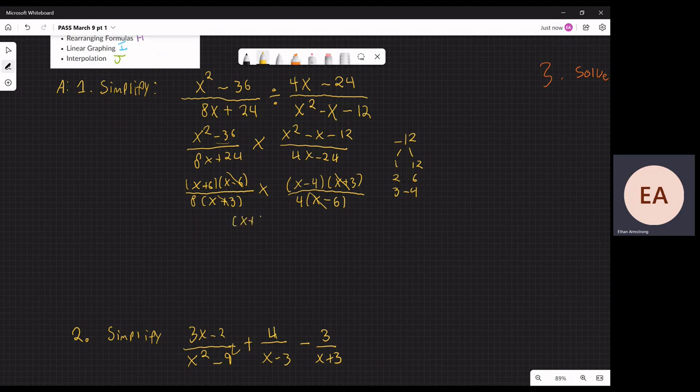So we have our x plus 6 times x minus 4, and then 8 times 4 is 32. And some teachers would be happy with this answer. Just in case, I would multiply this out. So we'd have x squared, x times x, plus 6x minus 4x, so that'll be plus 2x. Then plus 6 times negative 4, so minus 24, over 32. And that would be your final answer.